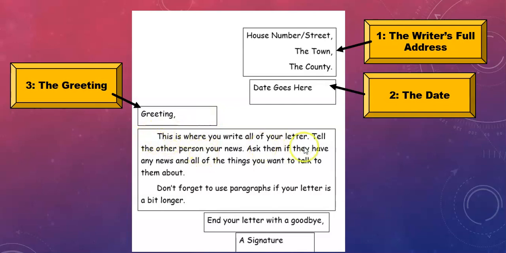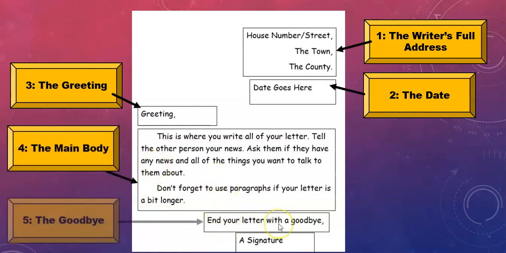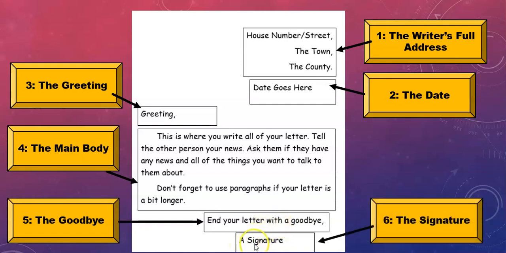Underneath this is the big box. This is where most of your letter is going to be written. Underneath that is where you end your letter with a goodbye message. And the very last thing you do is you have a signature in this box. And a signature is just your name, the name of the person who is writing the letter. So we have 1, 2, 3, 4, 5, 6 boxes. So 6 elements to a letter.